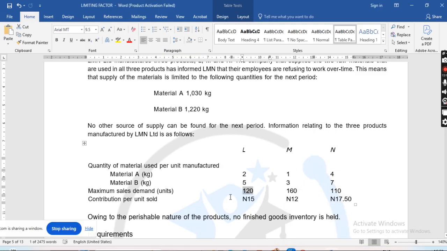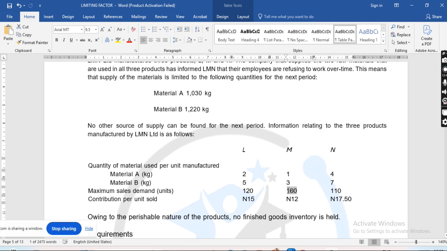So, right, this is 2 kg per unit. Is that not so? Then when they want to produce 120 units, how many kg will they use? It will be 2 times 120 units. We give you the kg that it will take them to produce 120 units. The same thing is applicable to this 1 kg per unit. They will use 1 kg for 1 unit.